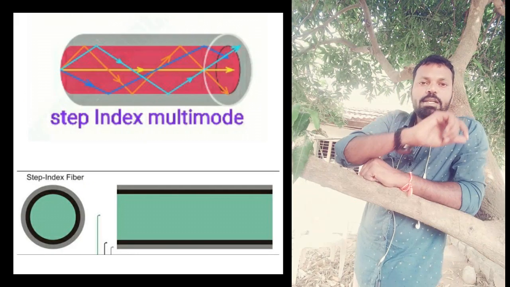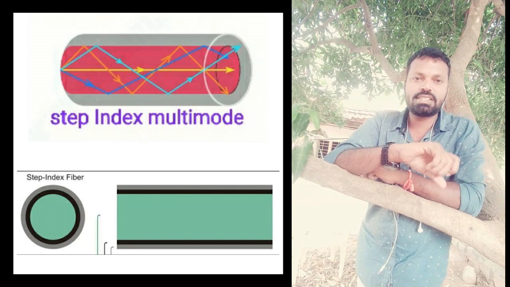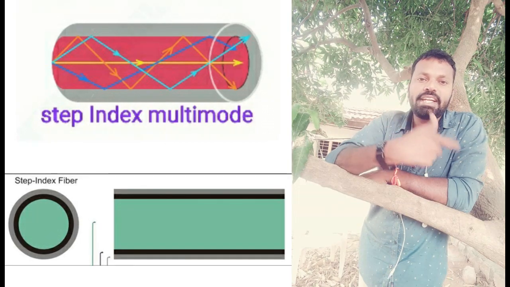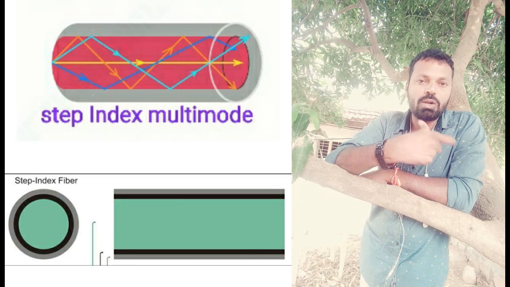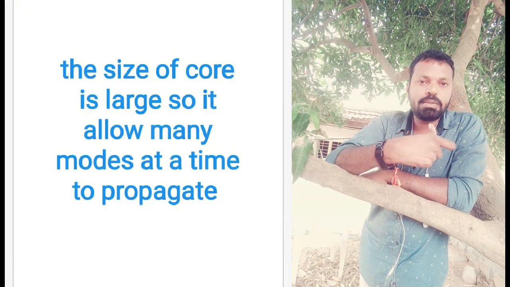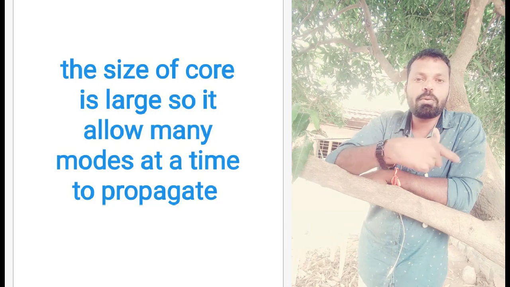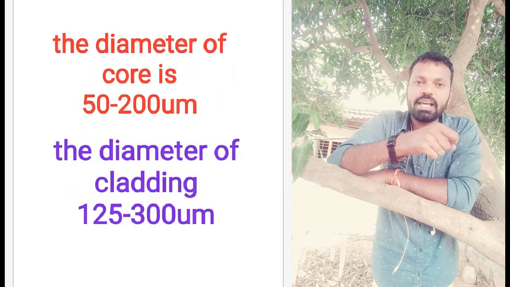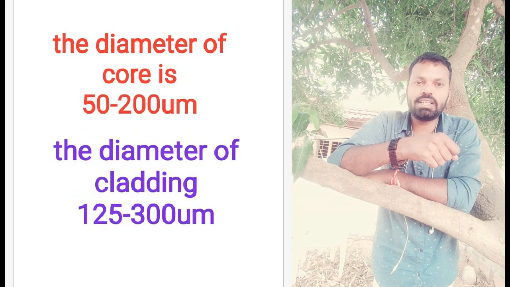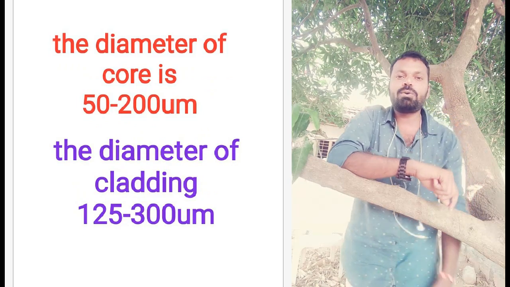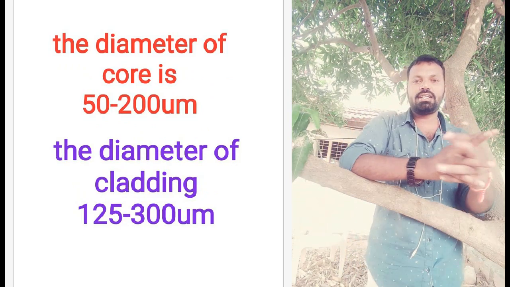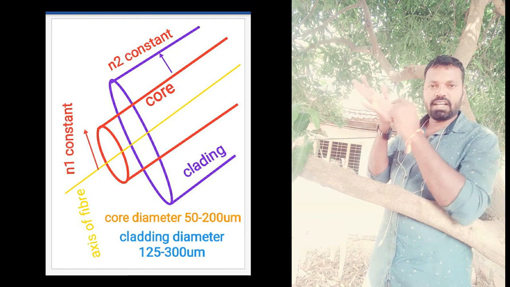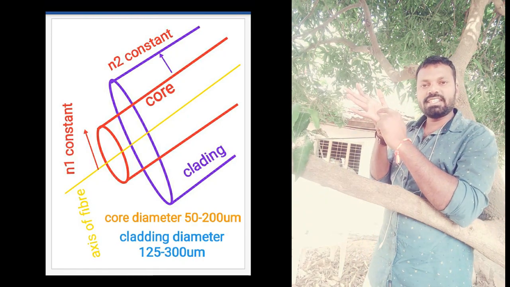Now the step index multimode optical fibers. In these optical fibers, you can send many modes at a time. These type of optical fibers allow many signals, many modes, to propagate through the channel at a time. The diameter of the core is around 50 to 200 micrometers and the diameter of cladding is around 125 to 300 micrometers.